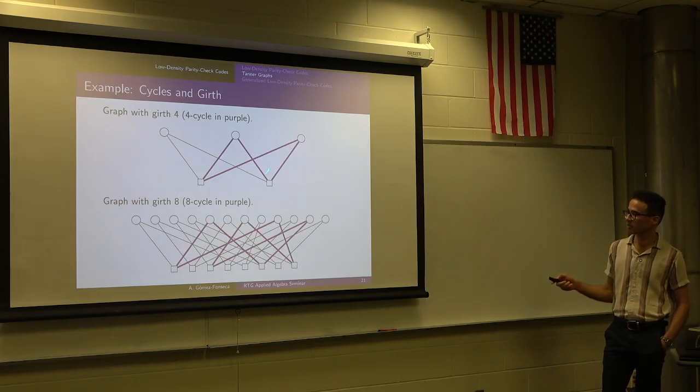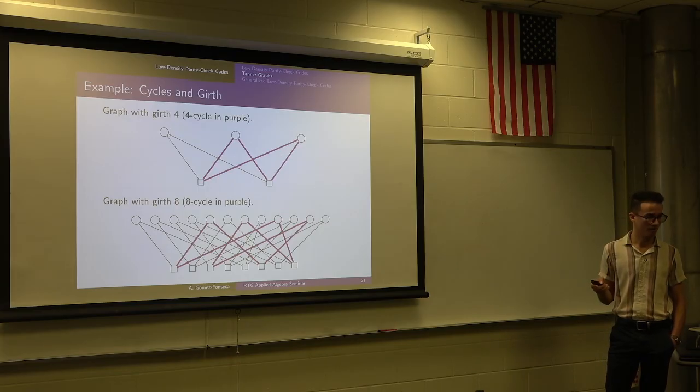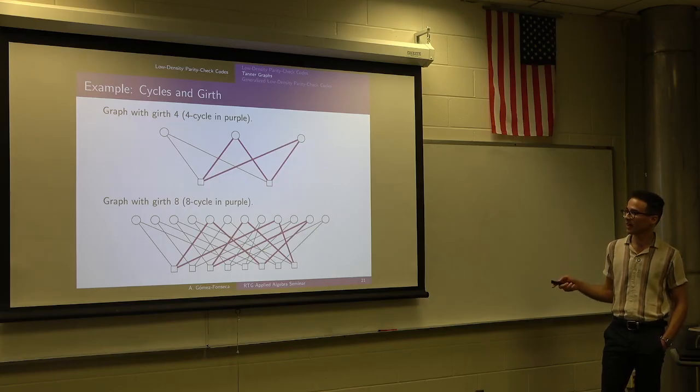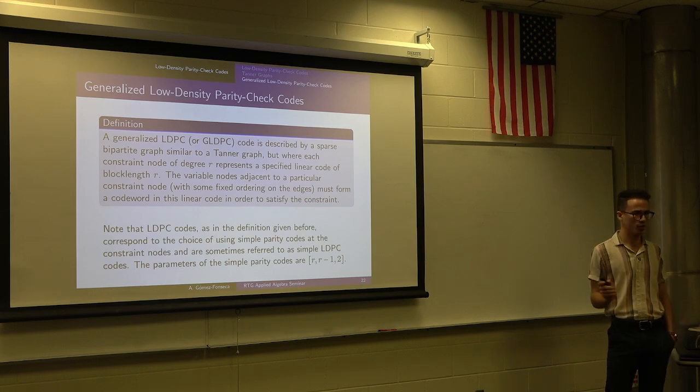So this is an example of a tiny Tanner graph. It has 2 check nodes, 3 symbol nodes, and the one in purple is a cycle of length 4. This graph has girth 4. And then this other one, which is the one I presented to you before, has girth 8, and I'm showing you here a cycle of length 8. Okay? Are there any questions so far?